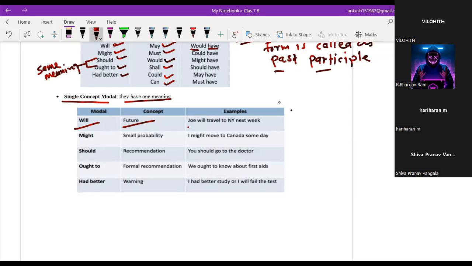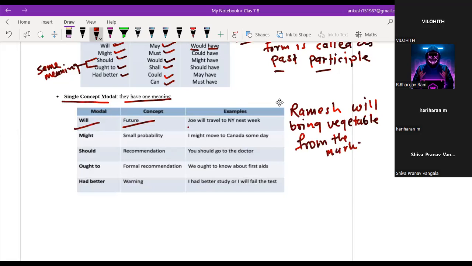For example, Ramesh will bring vegetables from the market. Okay, this is a simple sentence with the use of will, and it is referring to the time in the future. Are you getting it? Yes.